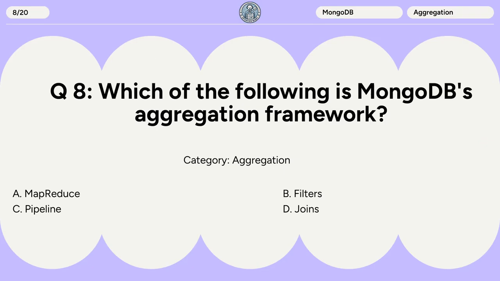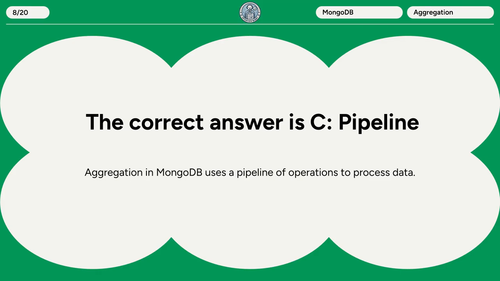Question 8. Which of the following is MongoDB's aggregation framework? A. MapReduce. B. Filters. C. Pipeline. D. Joins. The correct answer is C. Pipeline. Aggregation in MongoDB uses a pipeline of operations to process data.